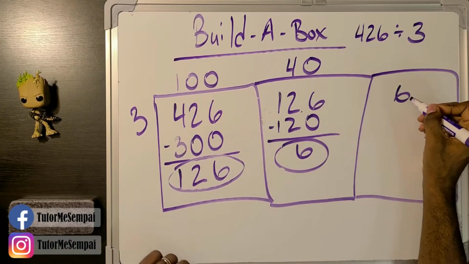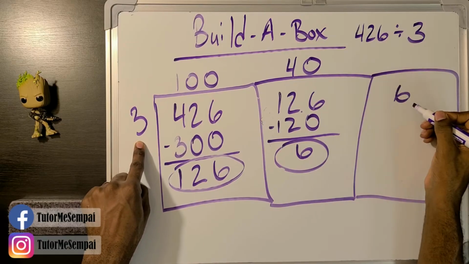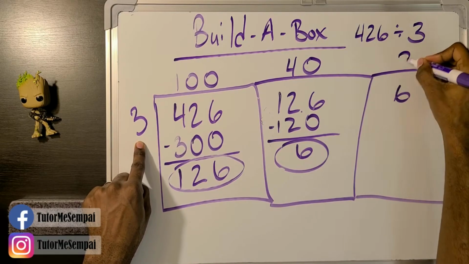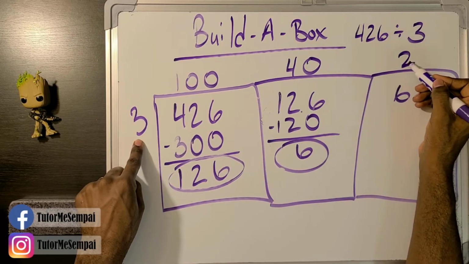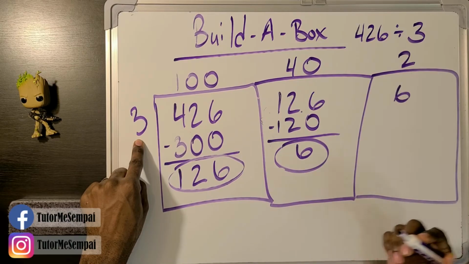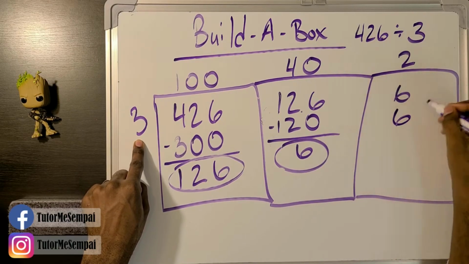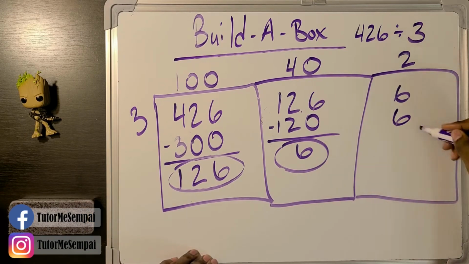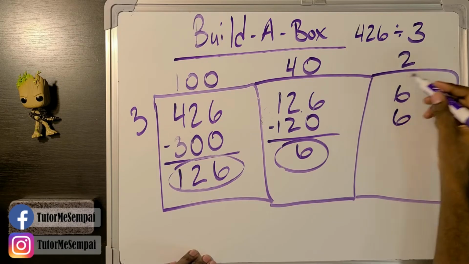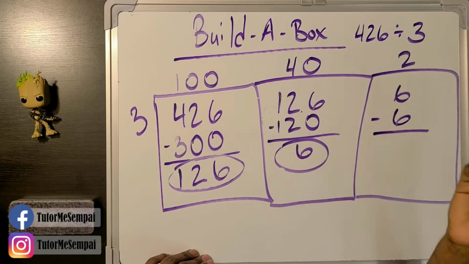So we have this 6, and we're trying to figure out how many groups of 3 we can get out of this 6. Well, we have 2 groups of 3. And if we were to multiply this 2 by the divisor, what would you get? You're going to get 6. Now, do we have any unused numbers? No. So we're not going to put any zeros anywhere here because we used up all the numbers. We're just going to move on to our subtraction.